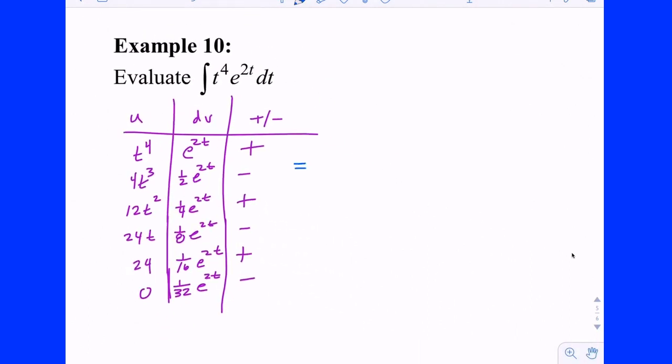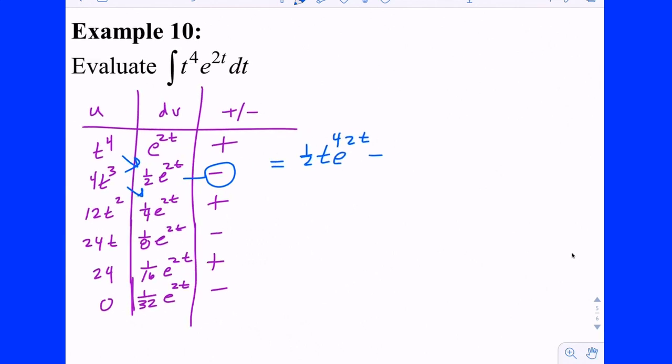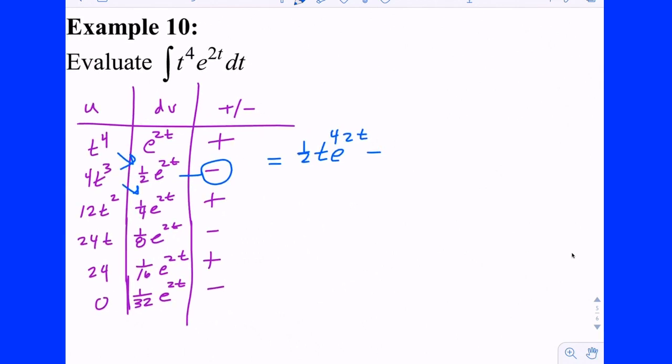Come right here off to the side. It equals the first product along the diagonal, which is 1/2 t to the 4th e to the 2t. We're going to clean this one up as we go as well. Pick up the sign of the next term, which is minus. The next product is 4t cubed times 1/4, which means it's just t cubed e to the 2t. Pick up the sign of the next term, which is plus.